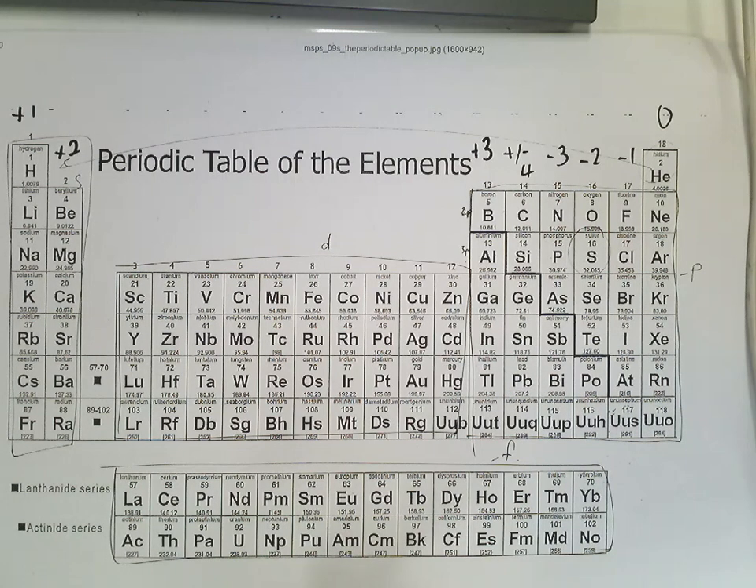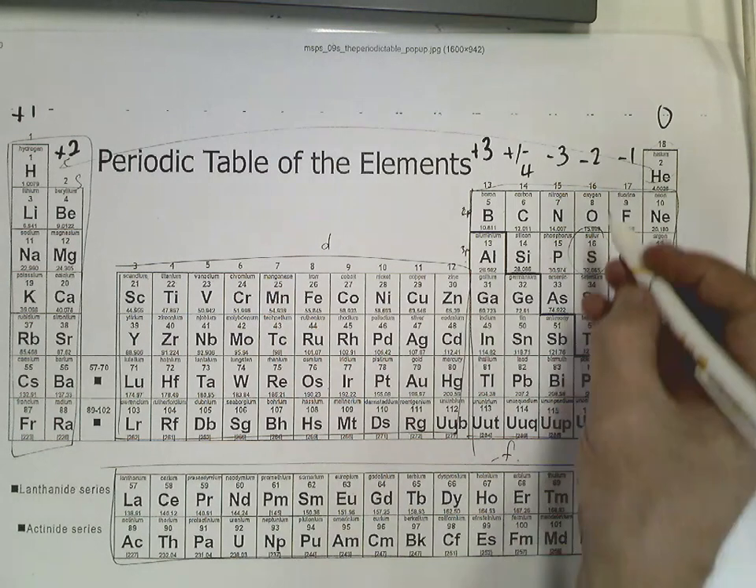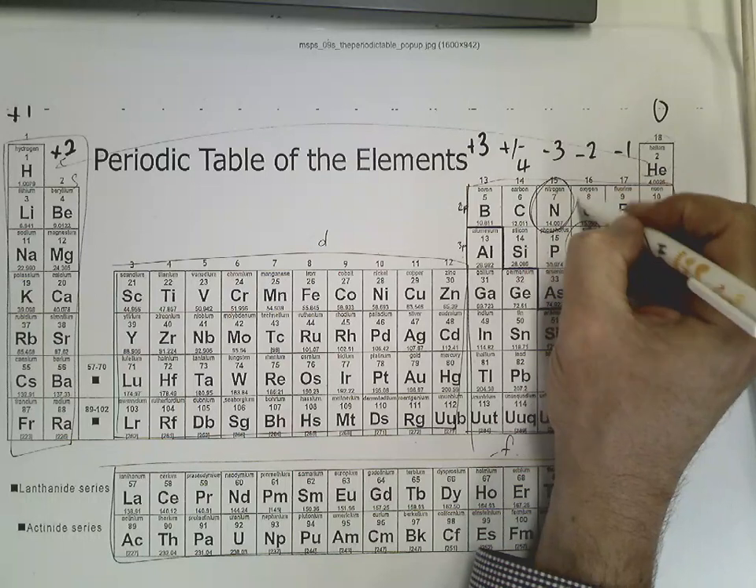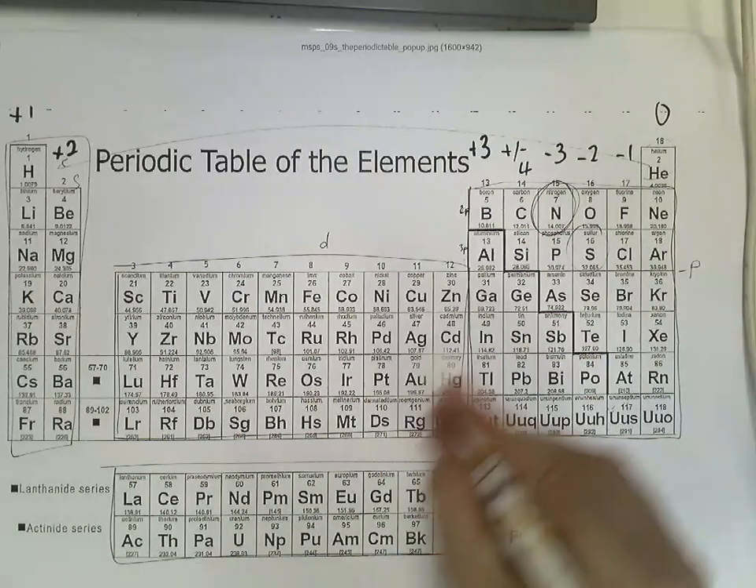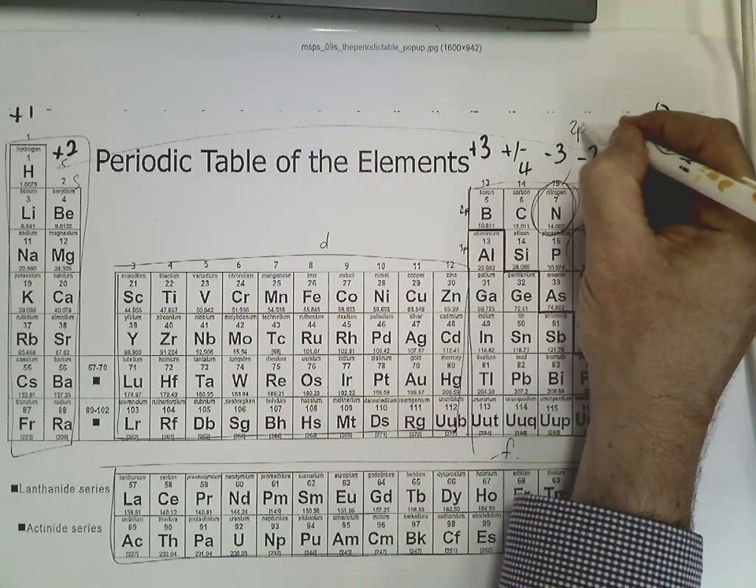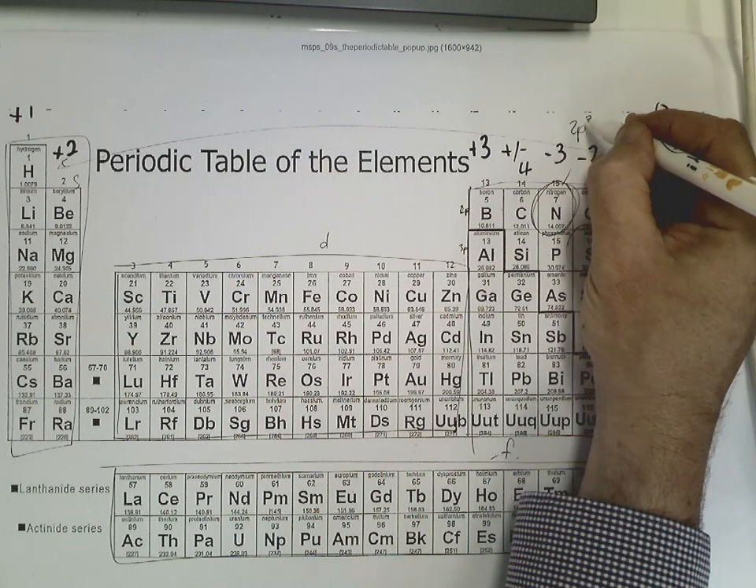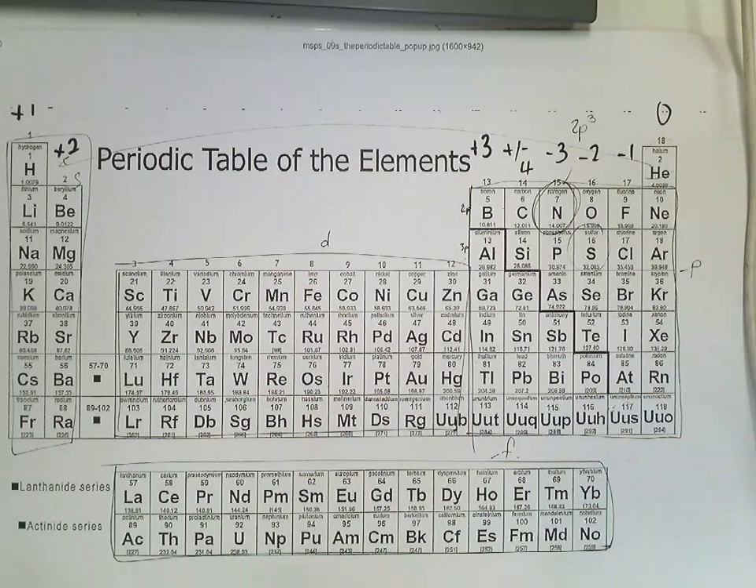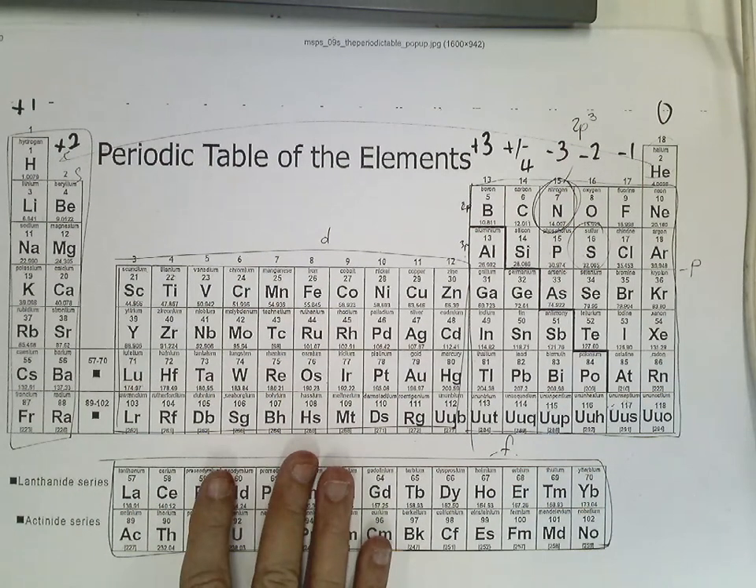Now it wants us to name or draw the electron configuration for nitrogen. So nitrogen's here. It's our 7th element in our periodic table. And so it would be 2p what? And of course it's 2p3. 3 across. Brilliant.